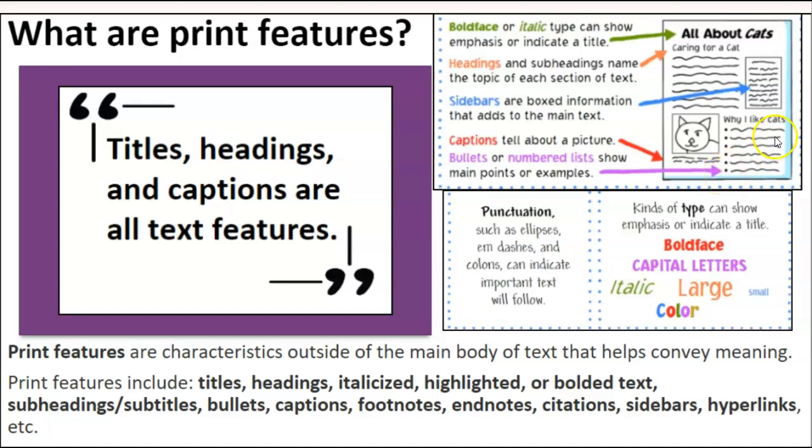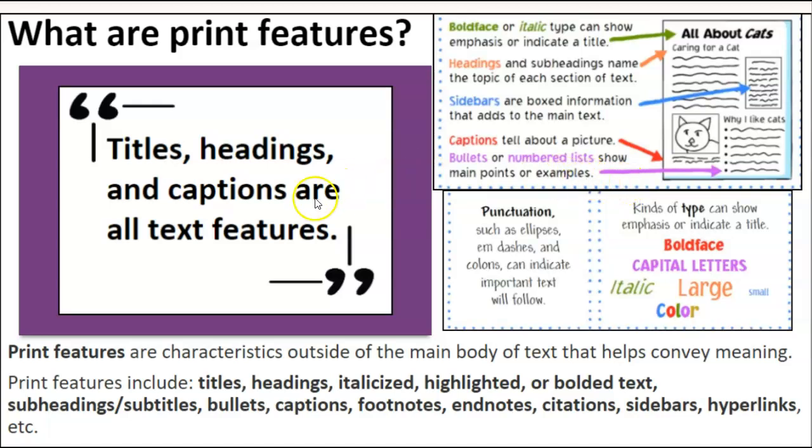And these are characteristics, really anything that's outside the main body of text. Like this right here would be the main body. Okay, this one little section. It helps convey meaning, and any of these could count. Hyperlinks, and that's not on this example, but things that are highlighted, bold-faced, bullets, captions, footnotes, or endnotes down at the bottom, those would be print features as well.